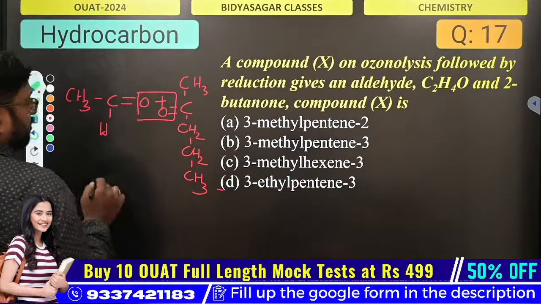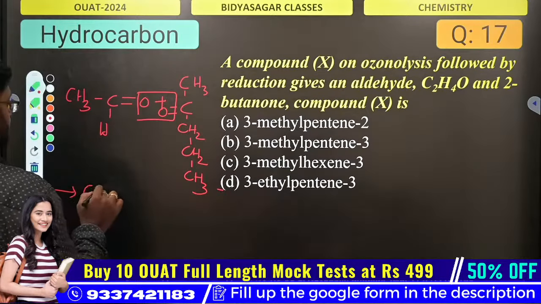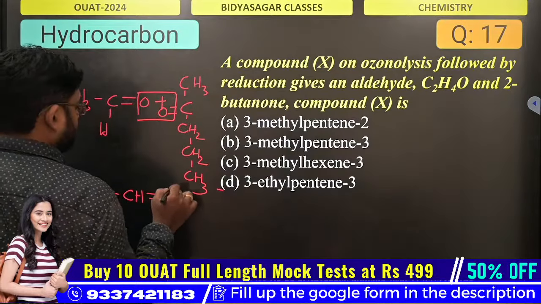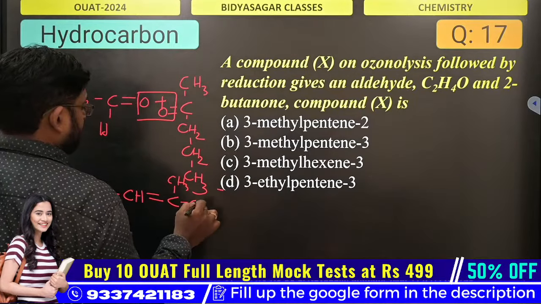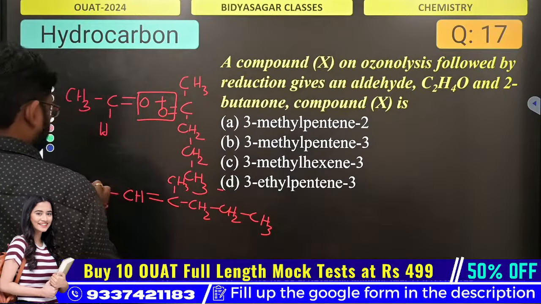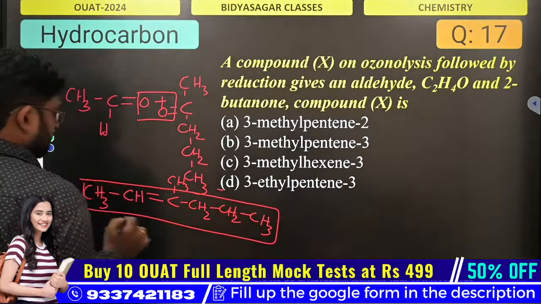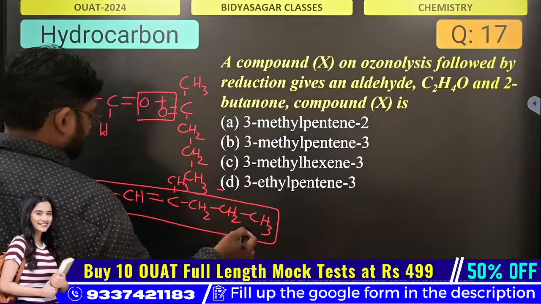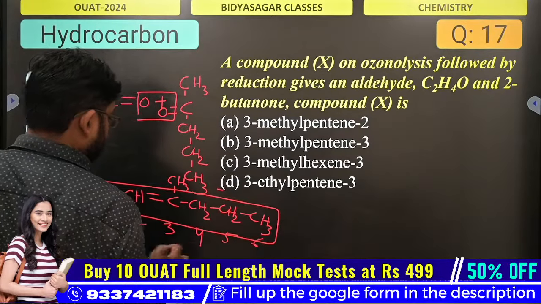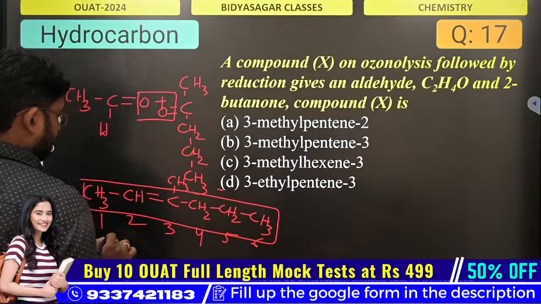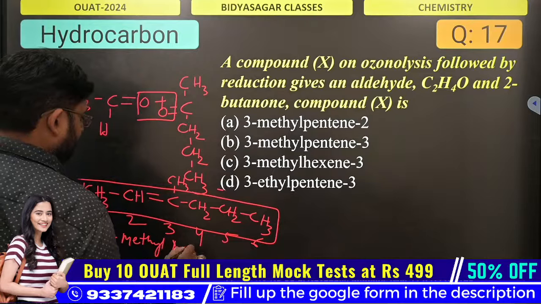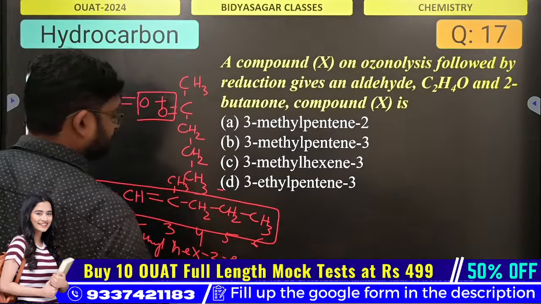So you have to remove both the oxygen atom of the carbonyl carbon atom and put the double bond in between. CH3 C double bond C CH3 CH2 CH2 CH3. So this is your principal chain. 1 2 3 4 5 6. So 3 methyl hex 2ene.